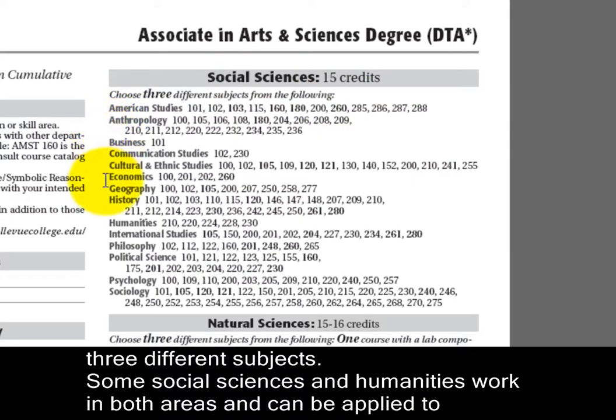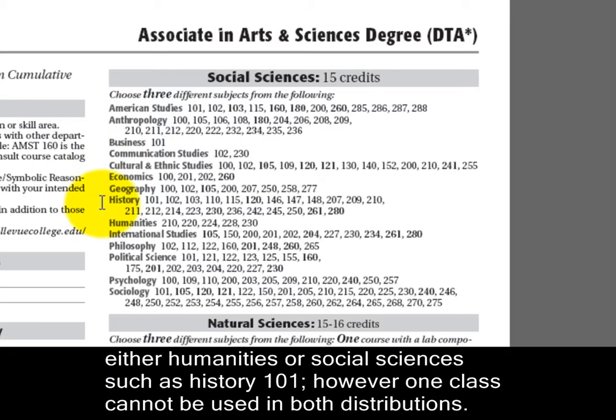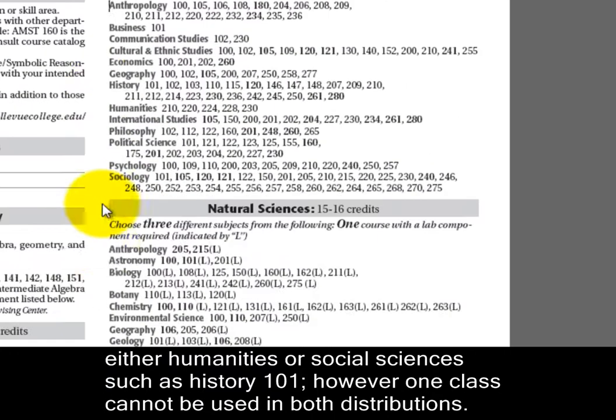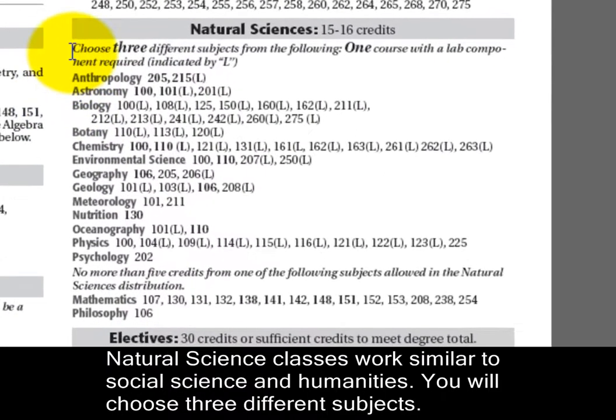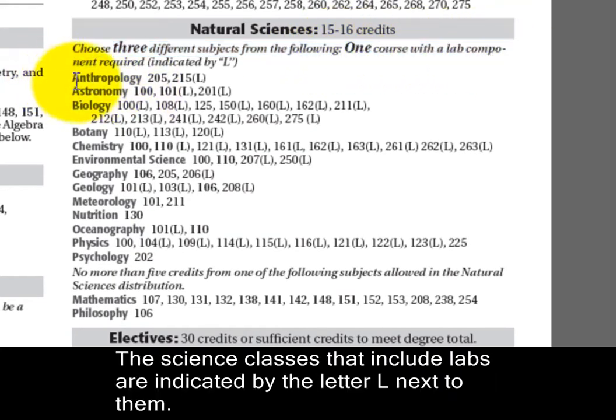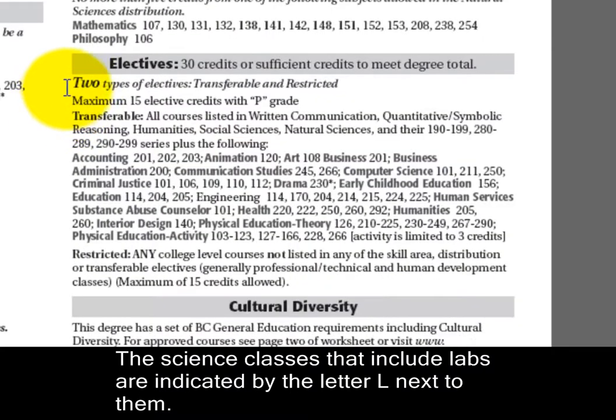Some social sciences and humanities work in both areas. These can be applied to either humanities or social sciences, such as History 101. However, one class cannot be used in both distributions. Natural science classes work similar to social sciences and humanities. You will choose 3 different subjects. One of these courses must include a lab. The science classes that include a lab are indicated by the letter L next to them.